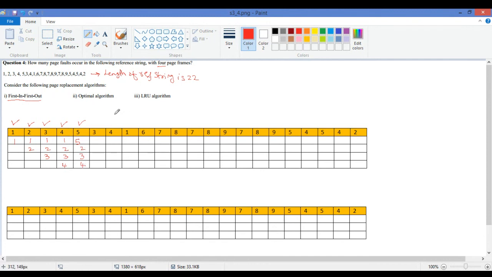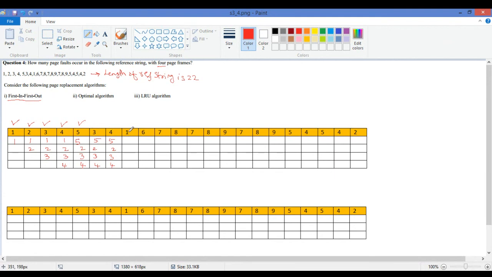Now similarly, you see 3 is already there, so there is no page fault. You can just write it like this, repeat it: 5, 2, 3, 4, but don't tick it because there is no page fault. 3 is already there, 4 is also already there, so don't tick here. It will just be copied. If you don't want to copy, you can skip that, but to avoid confusion, I'm copying it. If there is a page fault, I will put a tick like this.